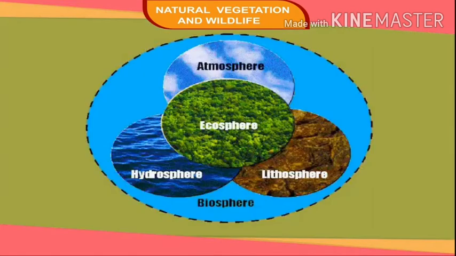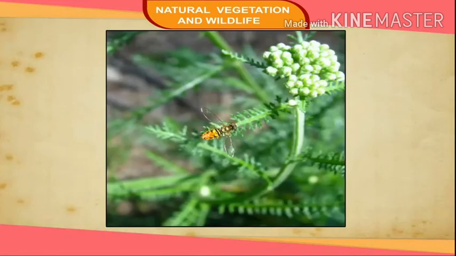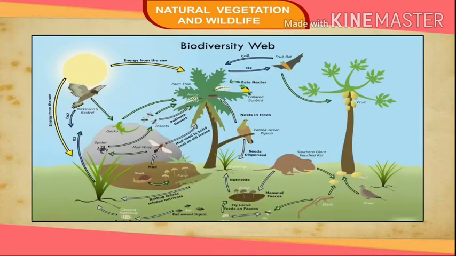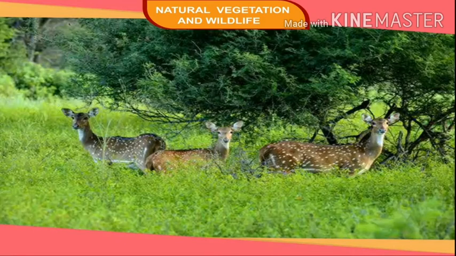Our biosphere has a great variety of living things, from microscopic bacteria to huge plants and animals. Scientists have identified about 1.7 million organisms. This great diversity of life is called biodiversity. To support life in different surroundings, nature has a system which ensures that living things get everything they need to survive from their surroundings. Let us see how these systems work.